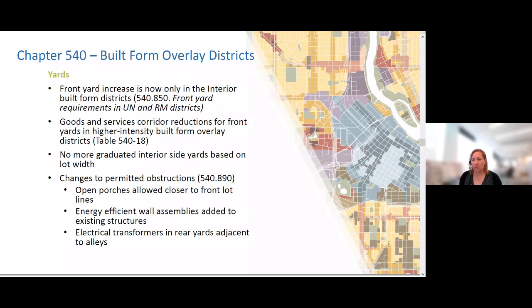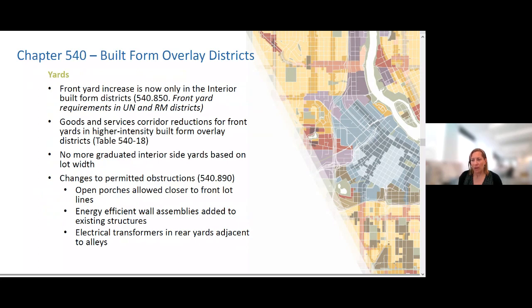Another change that relates to the front yard requirements is in the higher intensity built form districts from quarter 6 and above, an as of right reduction to the front yard requirement applies when properties are fronting a goods and services corridor. For interior side yard requirements, there are no more graduated setbacks that are based on lot width for dwellings 1 to 3 units. The standard side setback requirements for all uses are based only on the building height.